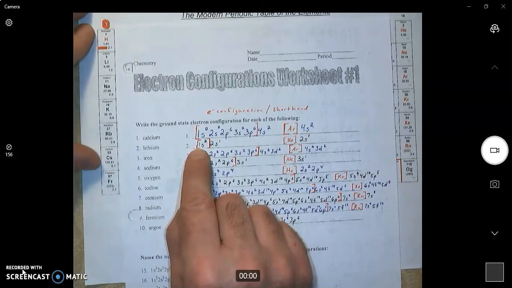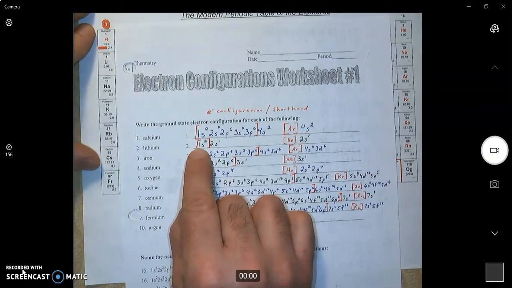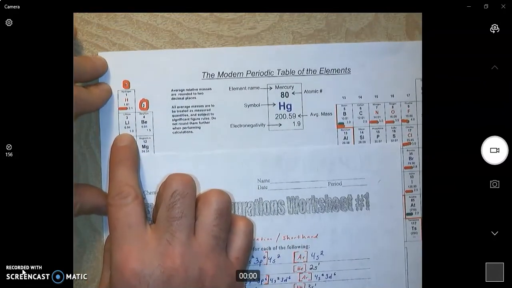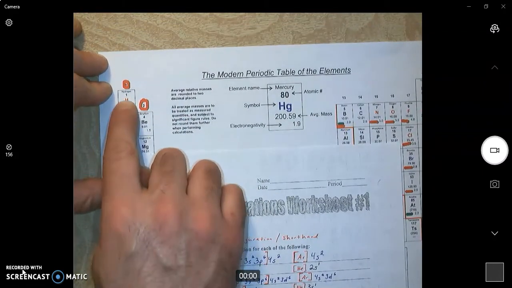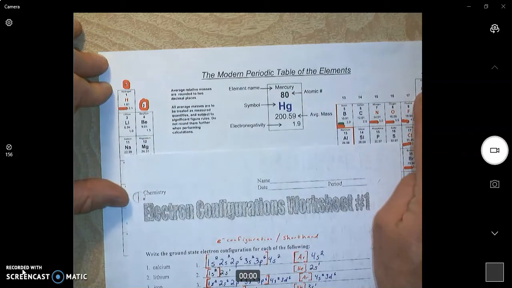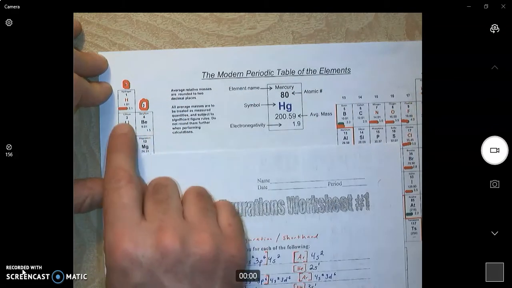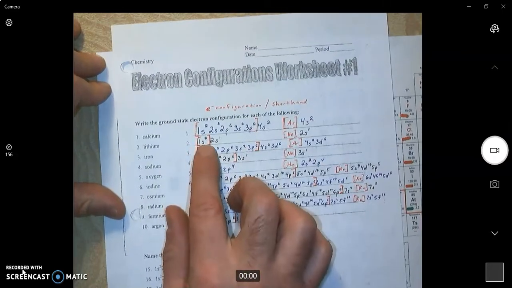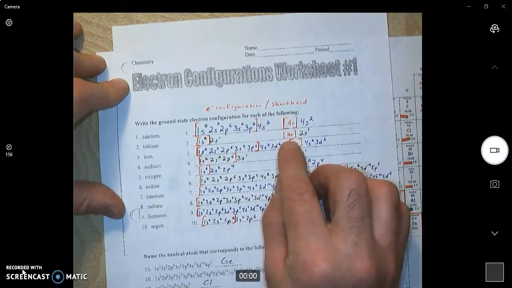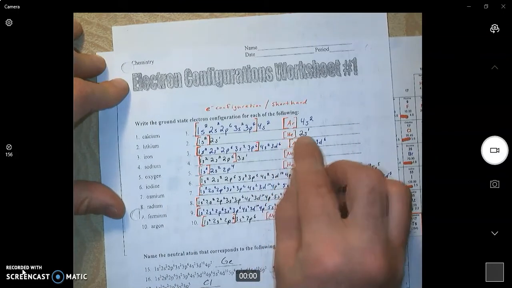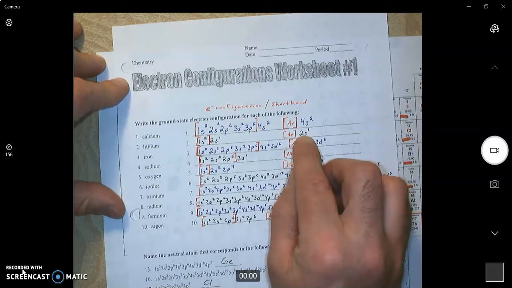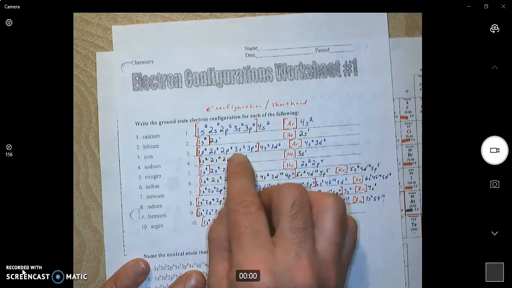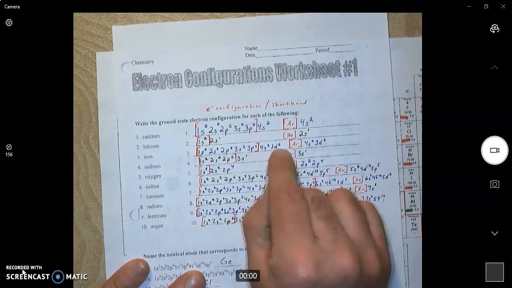Lithium would have a configuration of 1s2, 2s1. So we would take a look at lithium. We would go back to the previous row and go to the end. Helium would be our noble gas. And then 2s1 would be lithium. So 1s2 is helium's configuration. So lithium is helium and 2s1. Iron is 1s2, 2s2, 2p6, 3s2, 3p6, 4s2, 3d6.